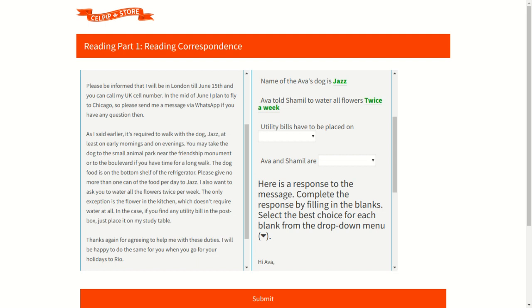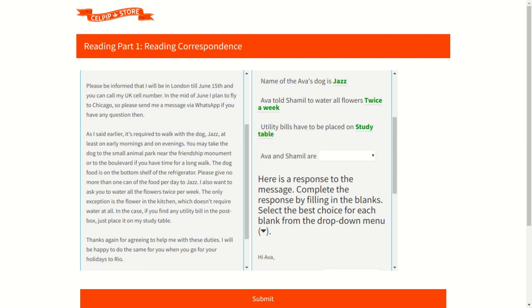Our 5th question is, utility bills have to be placed on. We have 4 options. Number 1, study table. Number 2, kitchen table. Number 3, dining table. And number 4, side table. According to the passage, option number 1 is correct, as Ava informed Shamil that she can find all the utility bills on the study table. So accordingly, study table is the correct option.